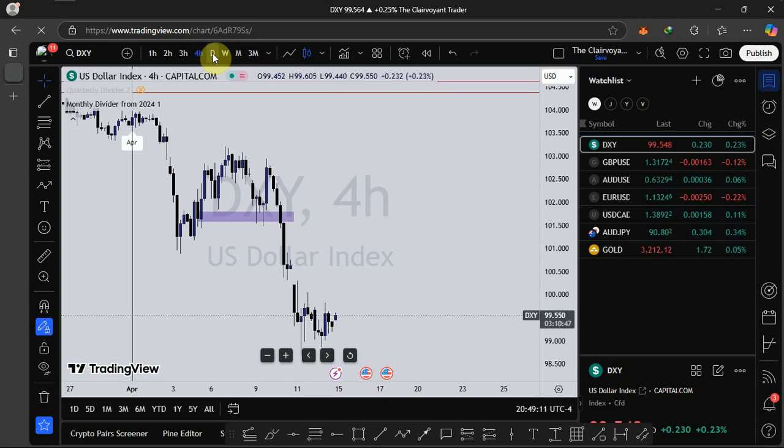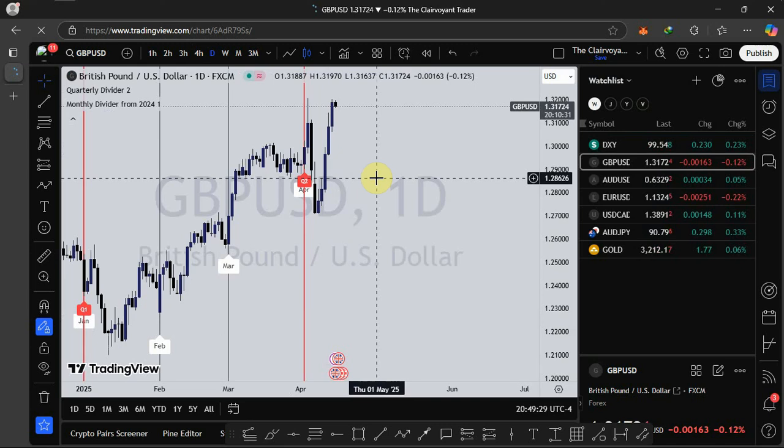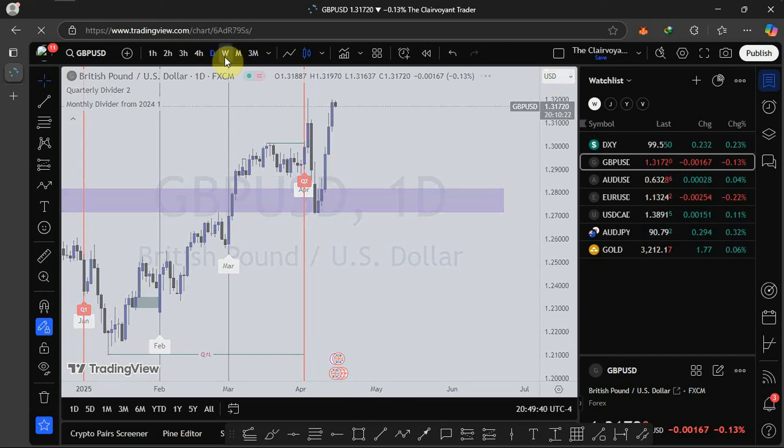Let's look at what is happening on GBPUSD. For GBPUSD, if I'm bullish on the dollar index, then definitely I'll expect to see some bearish price action so far as GBPUSD is concerned. So I'll expect to see price push down. But let's switch to the weekly time frame and see what is happening there.